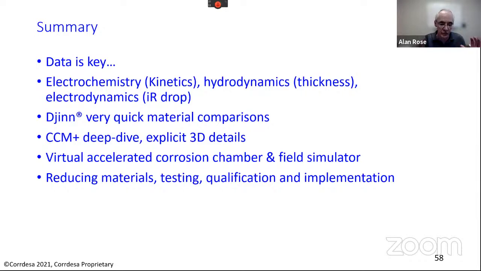So these tools can reduce those options. You still have to go do some physical testing. That's what is required by the standards. But rather than doing thousands of tests, you can reduce that to a much, much smaller number.